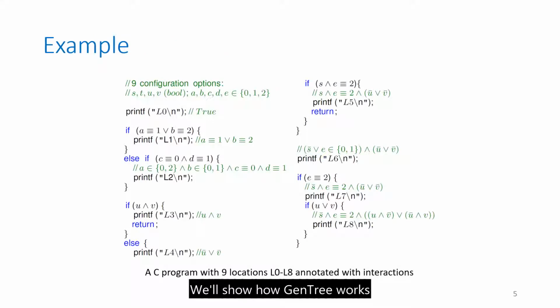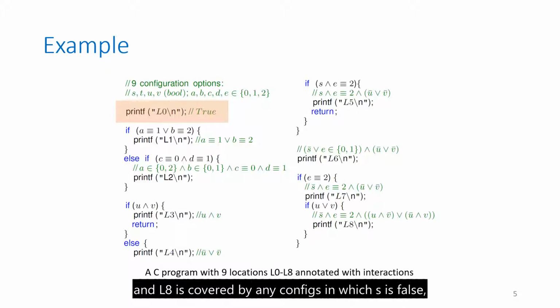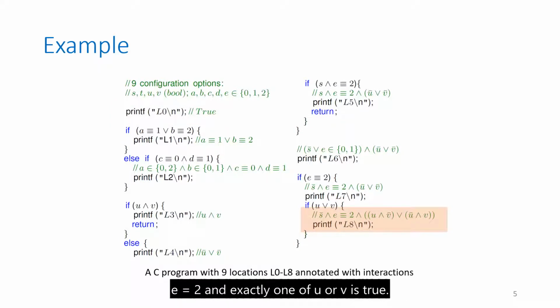We'll show how GenTree works by using a C program with 9 locations L0 to L8 annotated with their interactions. For example, L0 is covered by every config, and L8 is covered by any configs in which S is false, E equals 2, and exactly one of U or V is true. The config space has 3,888 configs.